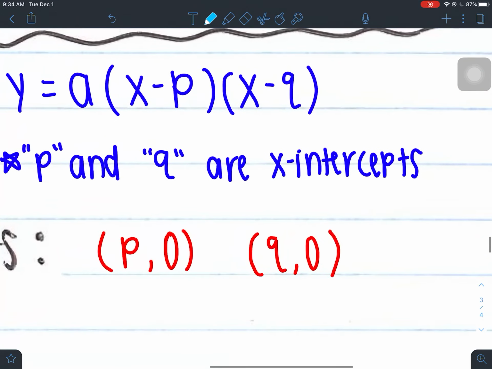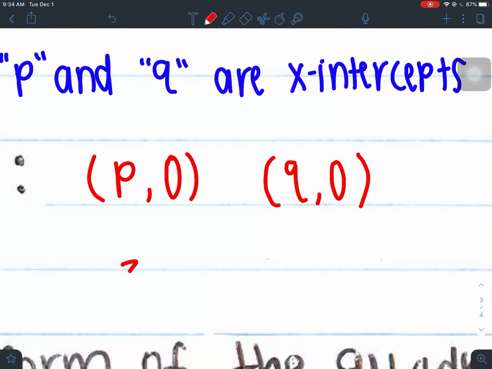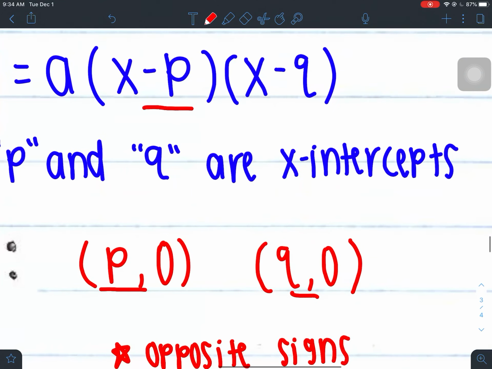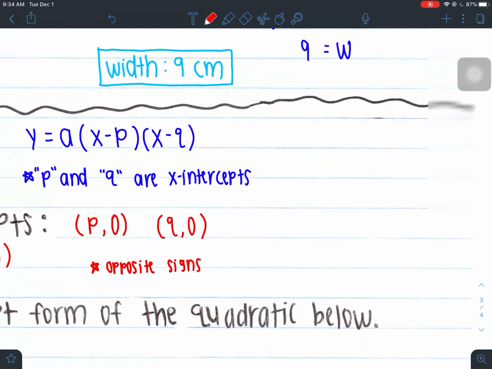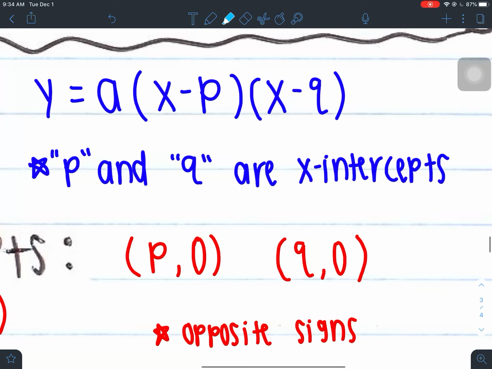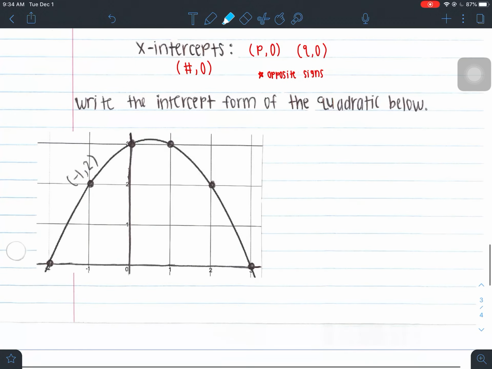But here's the thing that's super important. You see how they're in parentheses, and you see the little minus sign? Those minus signs make them opposite signs. So you want to remember opposite signs here. See how p and q are positive here, but they're negative inside the form, so it's actually opposite signs. Anytime it's in parentheses with a negative, it's going to make them opposite. The negative signs make them opposite signs.